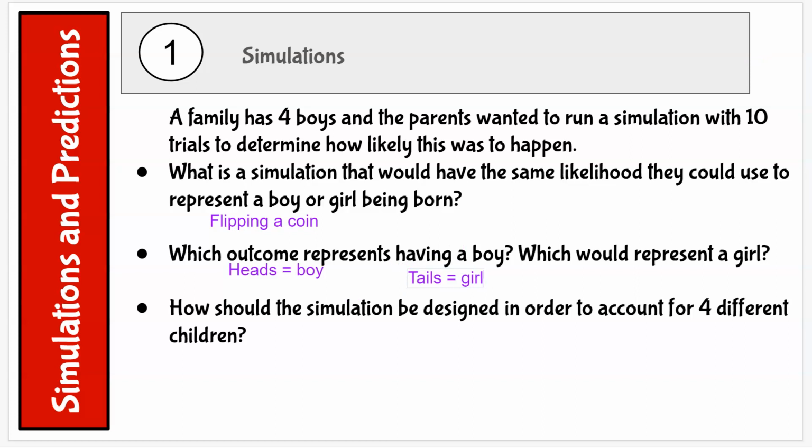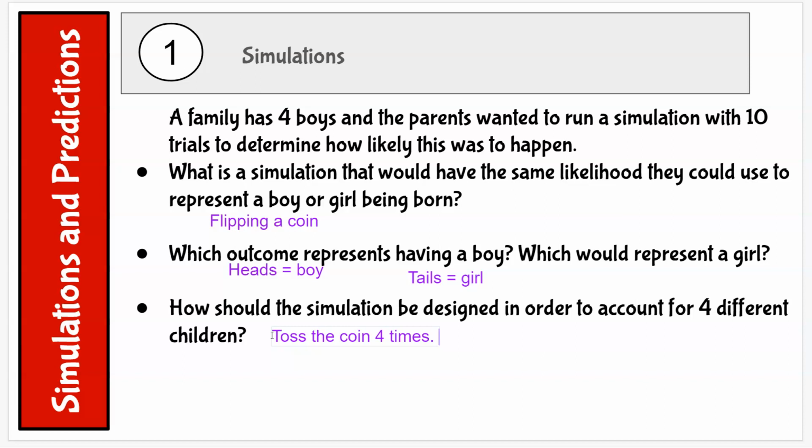So then I could run that simulation 10 times. Let's say I flipped a coin 10 times. And then how many times do I actually need to run that to figure out the likelihood of having a boy or a girl? We must flip it 4 times because they had 4 children. So this one we would say you would toss the coin 4 times to represent each of the children they had. And then record those outcomes. So say I flip it 4 times, I get heads, heads, tails, heads. We get 3 out of 4 there.